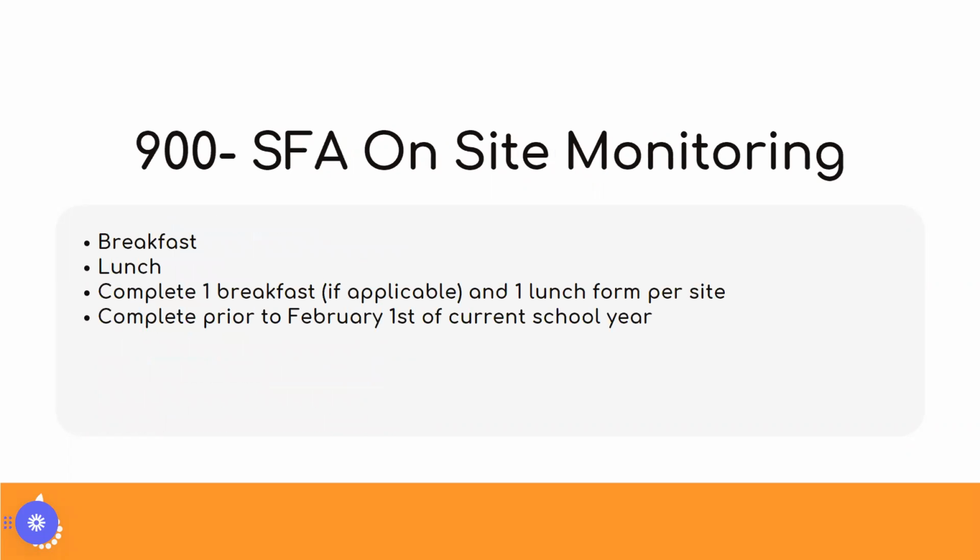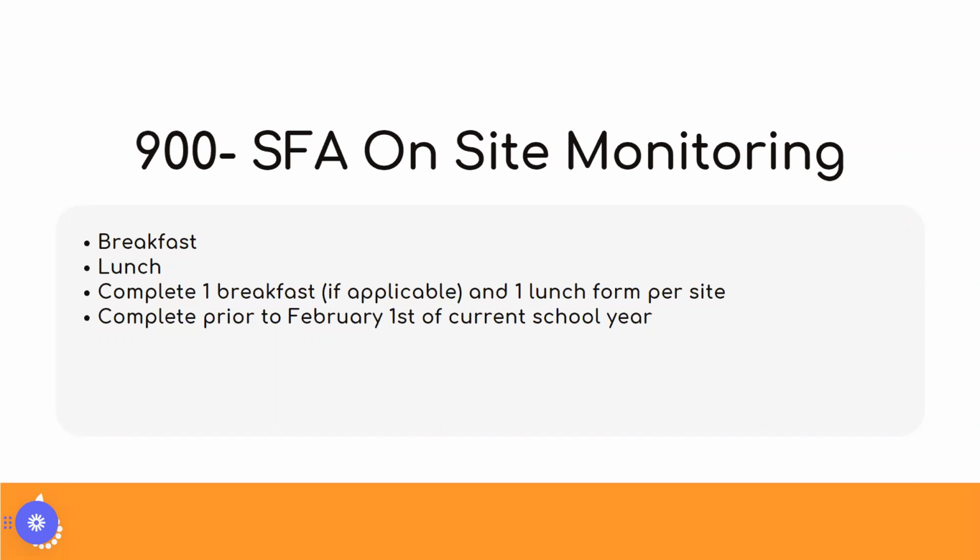The next section is section 900, the SFA on-site monitoring. This is kind of the yearly, our own quasi audit that we do of each of our sites, just to make sure that everything is running smoothly and there aren't any things that need to be addressed or modified to be in compliance with the National School Meals Programs.